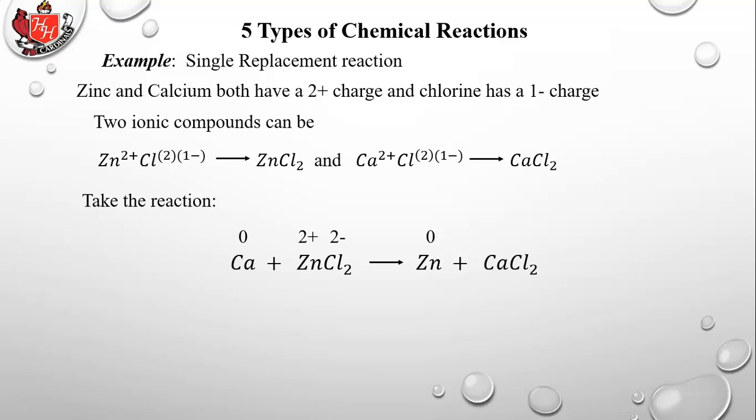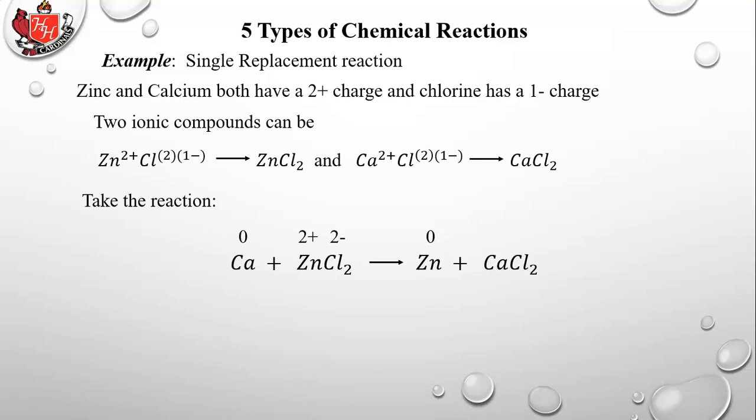So let's say that one more time. Zinc starts off in the ZnCl2 compound. It's lost 2 electrons to chlorine, and that's why it forms the bond. But it can gain those 2 electrons back from calcium. Why? Because zinc is stronger than calcium. It's able to pull electrons away from calcium. So zinc pulls 2 electrons away from calcium.